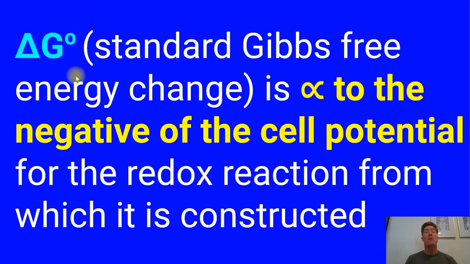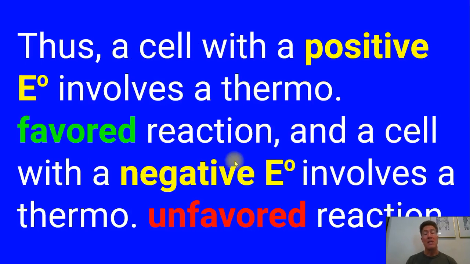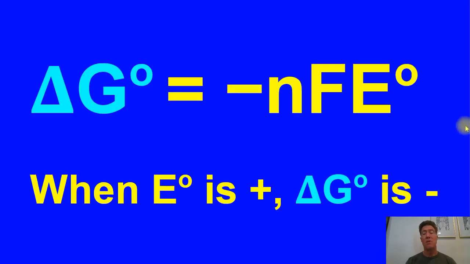So when we talk about standard Gibbs free energy, we have to remember that it is proportional to the negative of the cell potential. And so we're going to see that they have an opposite sign. A cell with a positive E cell, a positive voltage, is going to be a thermochemically favorable reaction. And a cell with a negative voltage is going to be an unfavored reaction. This is the formula that relates voltage to Gibbs free energy. And as you're going to see, they have opposite signs.